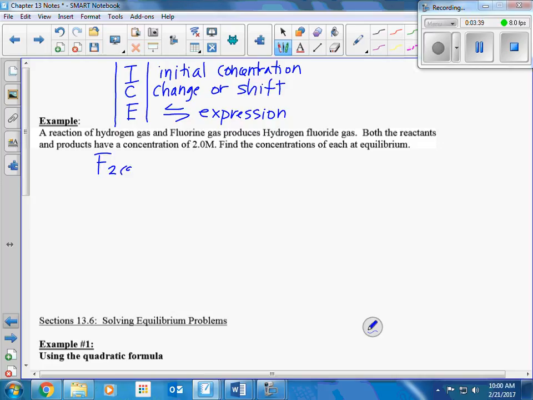And again, they are gases, and what do we know about gases and the equilibrium expression? Do we get to include them? What don't we include? Okay, but we include aqueous substances, all right? So solids and liquids we don't include. Okay, so these are gases, so we're going to include them in the equilibrium expression.